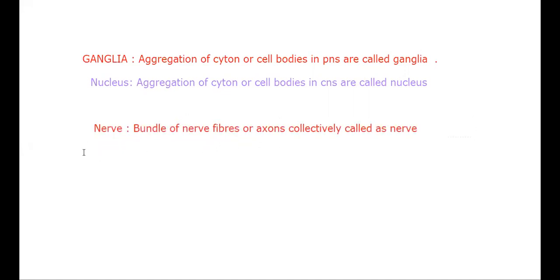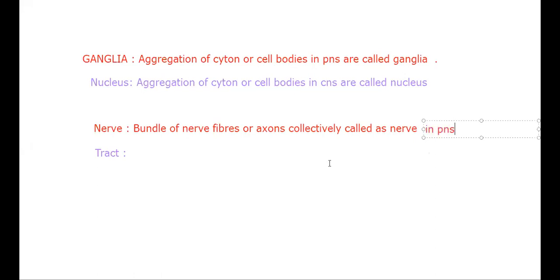Next, we need to talk about tract, isn't it? Let's talk about the tract. So whom we call tract? The bundle of nerve fibers or axons in the CNS are collectively called as nerve tract. In the PNS, they are called nerve.